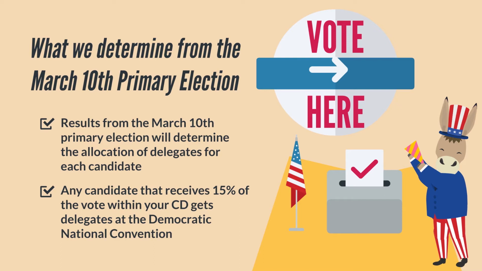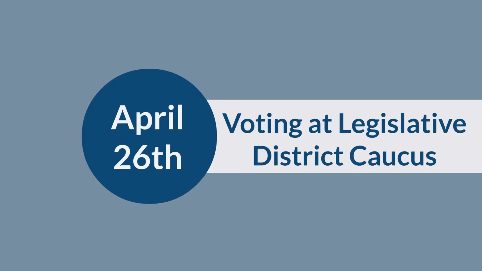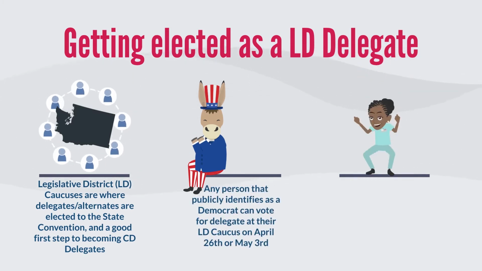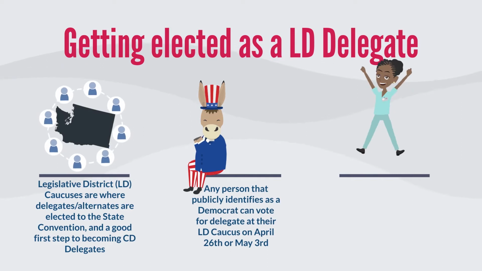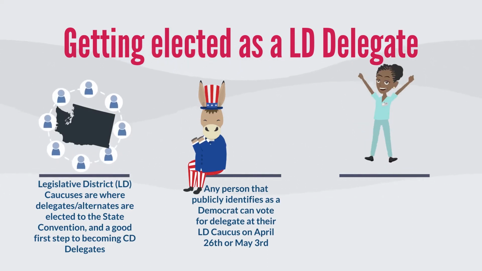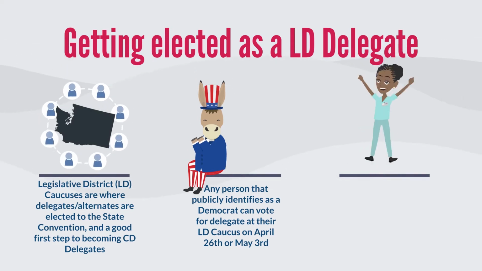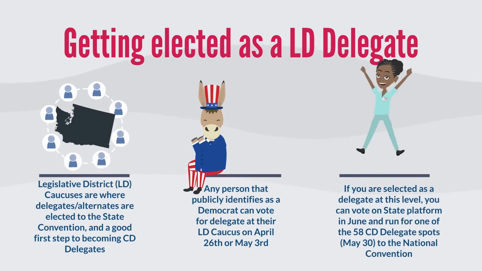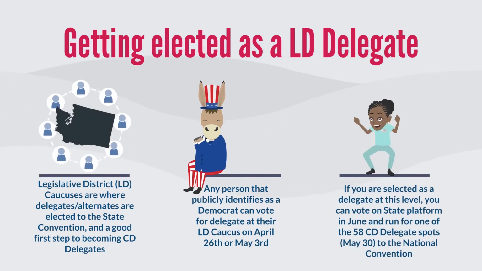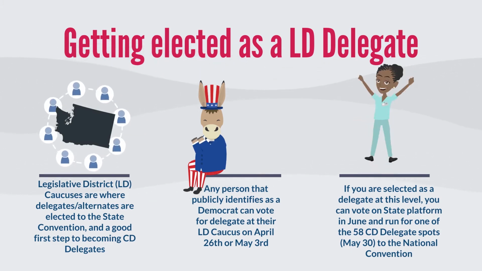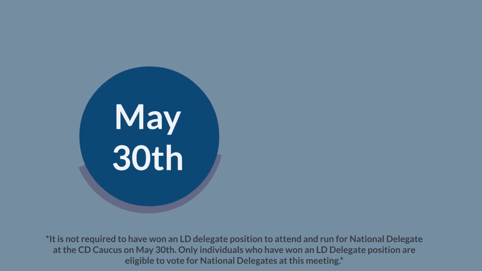Now, the first step to getting elected as a delegate is being elected as a delegate at the Legislative District, or LD, caucus level. Any registered voter that publicly identifies as a Democrat can vote for delegates at their LD caucus on April 26th or May 3rd in your legislative district. If you're selected as a delegate at this level, you can vote on our state party platform in June at the state convention. And now that you're an LD delegate, that means the next important date is May 30th.